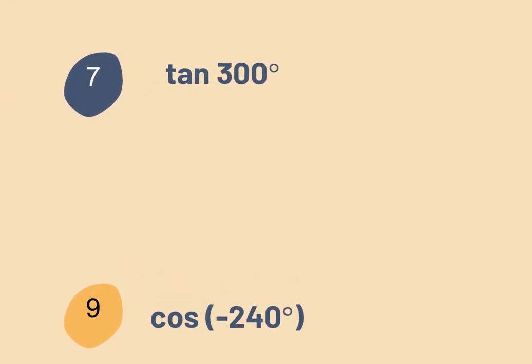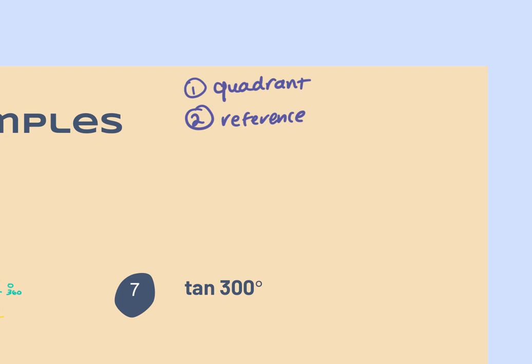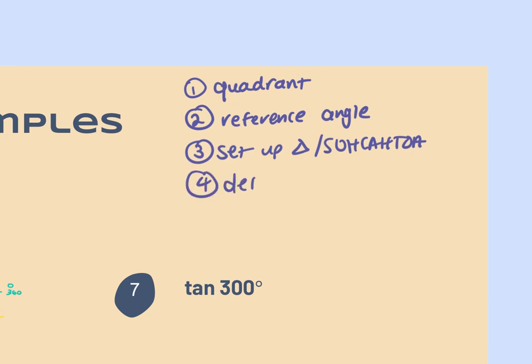What did you say the steps were? So step 1, figure out the quadrant. 2, based on the rules of the quadrant, find the reference angle. 3, set up your triangle and do the SOHCAHTOA. 4, determine the sign, based on All Students Take Calculus.